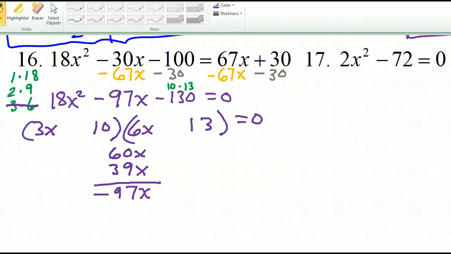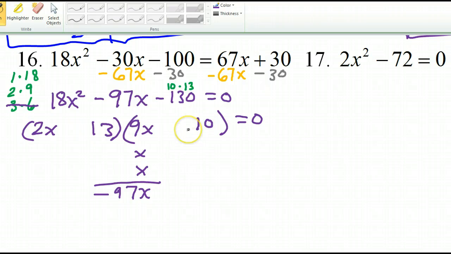I'm really hoping that this is going to work out this time, because I don't like these numbers at all. So, going back to the drawing board. 2 and 9, so we'll go with 2x and 9x. I'm going to stick with 10 and 13 for now. Oh, I'm not. The 10 and the 2, that's a common factor. So no, that's a no. I'm still going to stick with the 10 and 13, but I will switch those around. So I'll put the 13 here, and I'll put the 10 here.